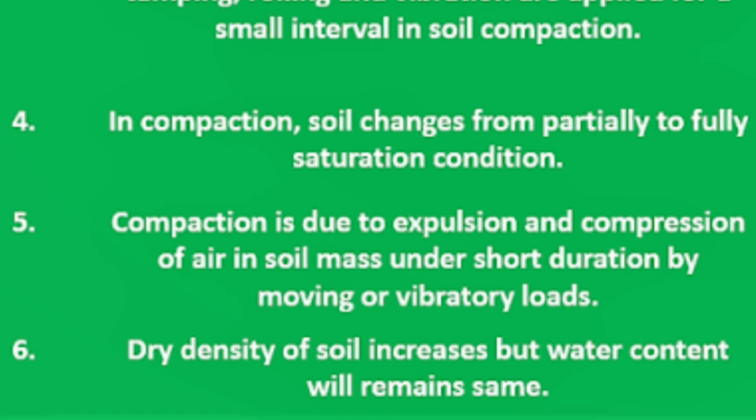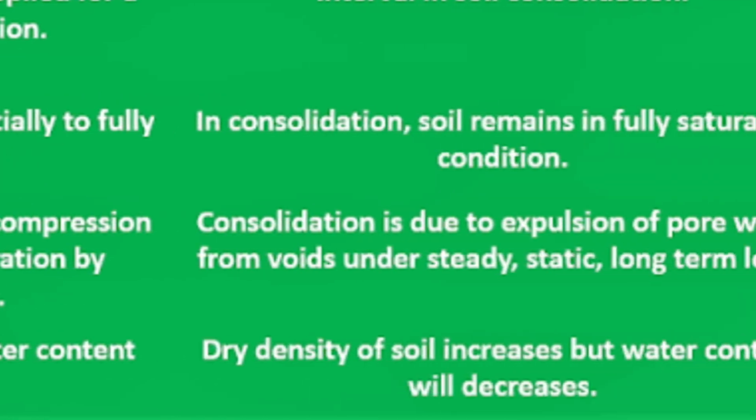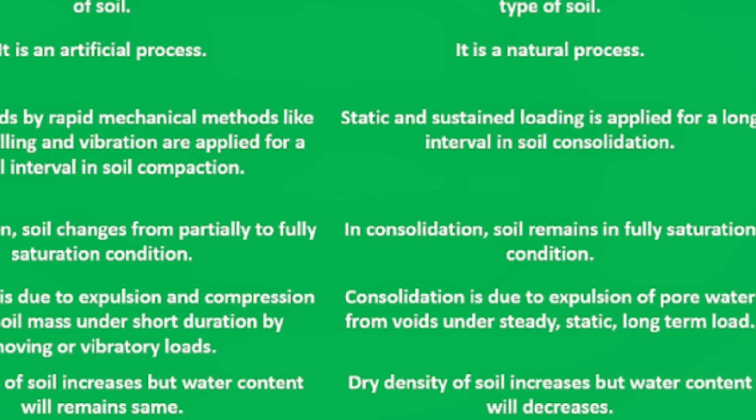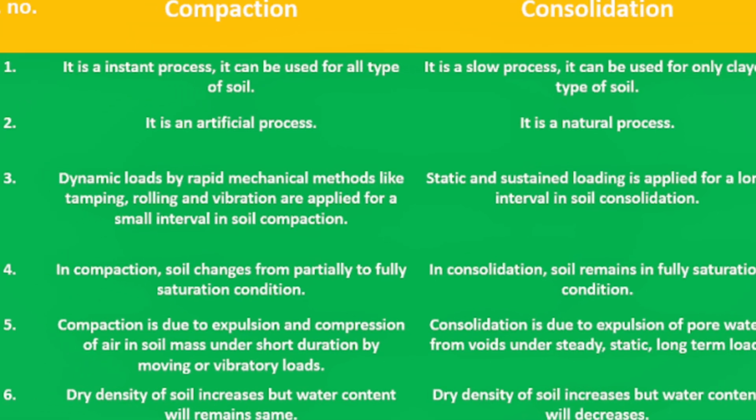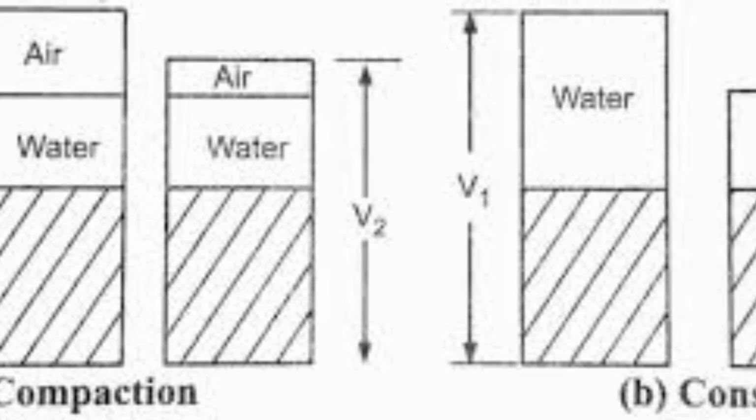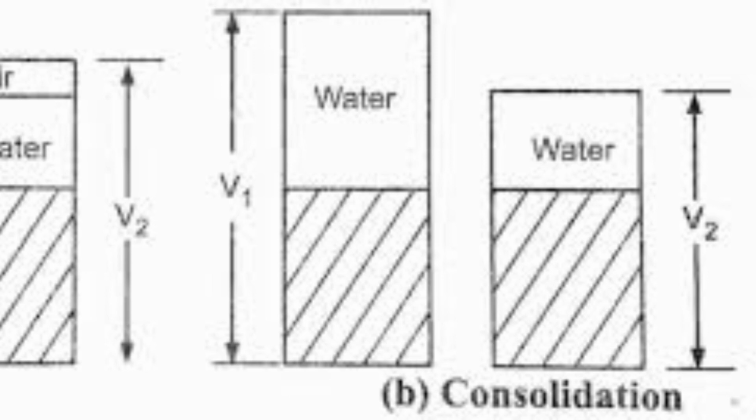Compaction is due to expulsion and compression of air in the soil mass, whereas consolidation is due to expulsion of pore water. You can see the difference here. In compaction there is expulsion of air, and in consolidation there is expulsion of water from the voids.